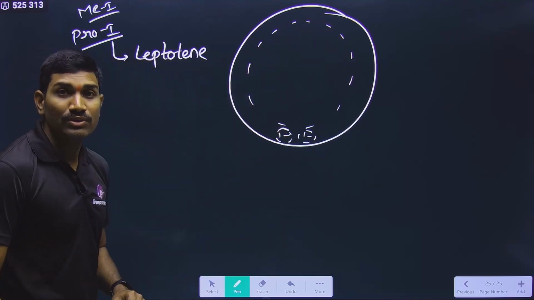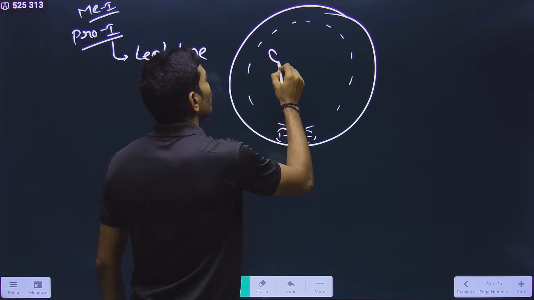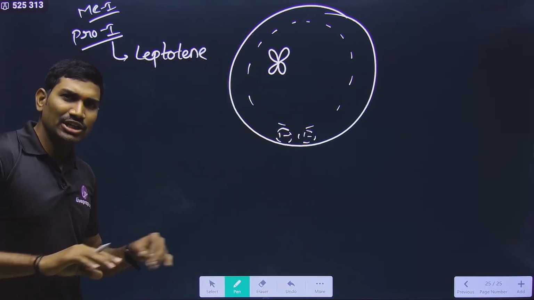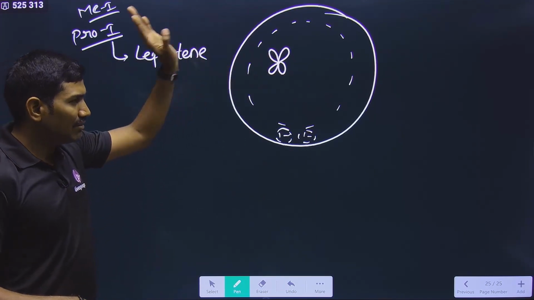Now this is prophase 1. So it starts undergoing condensation. So what you need to do is make short condensed structures. And this condensation is also a continuous process. This continuous process we cannot show in the diagram like this, so directly I will draw it like this.